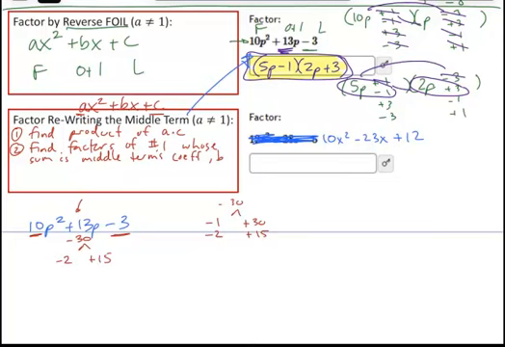Once you find what those factors are in step 2 here, what you can do is rewrite your middle term, which is why that's the name of this process, as the sum of these factors. Okay, so instead of writing it as 13p, I'm going to rewrite it as negative 2p plus 15p. Okay, and by doing that, I can now drop my first and last terms down. 10p squared and minus 3.